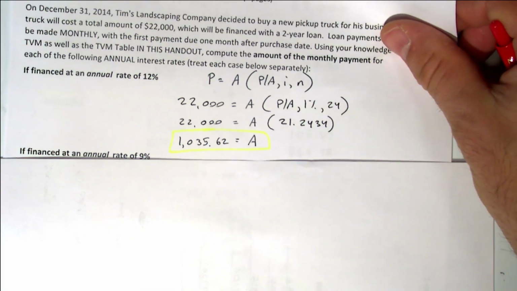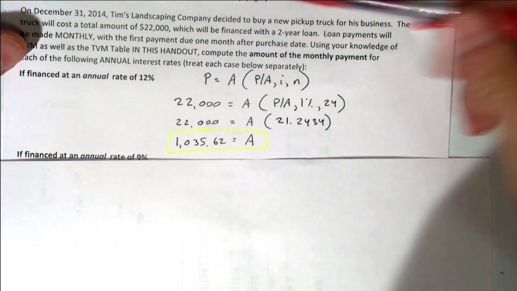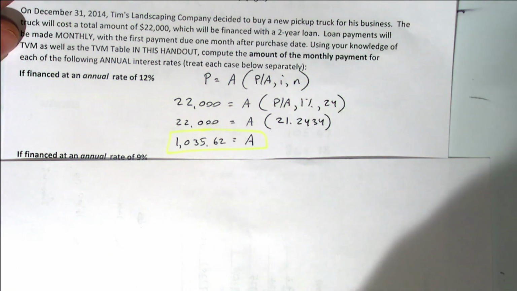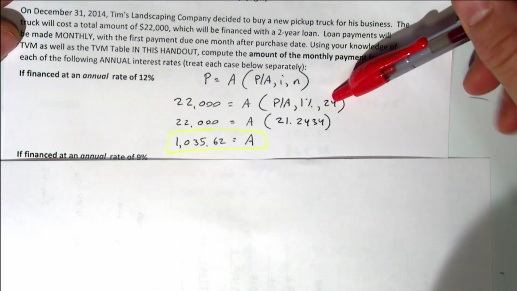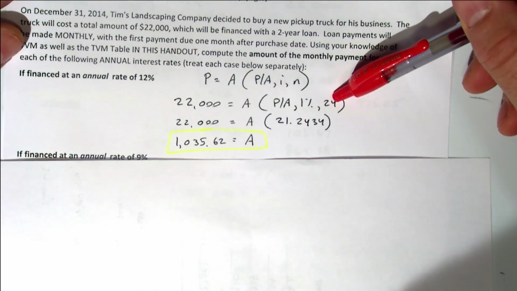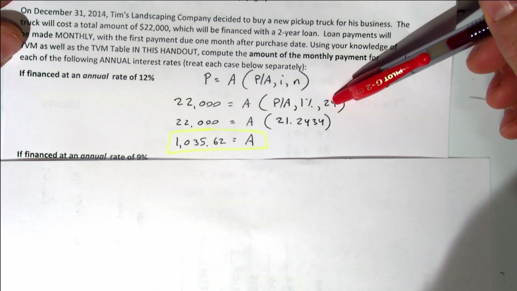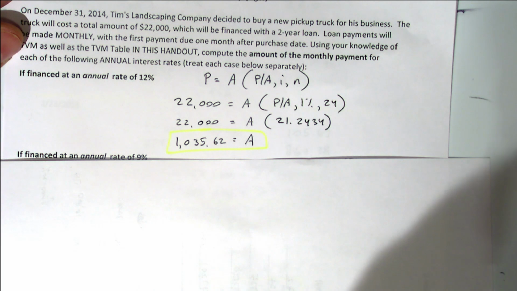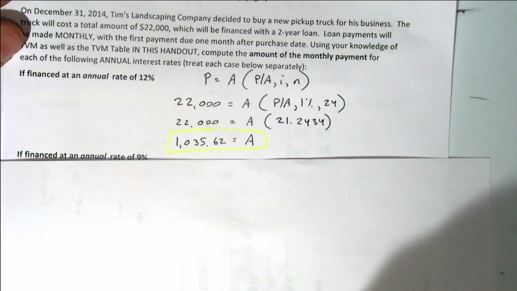So in each one you had to do a P of A problem, right? Now, if it's an annual rate of 12%, what is the monthly interest rate? 1%, because it's being paid off over 24 months, right? So we go to the P of A table, 1%, 24, and this is the value that we find. Is that a reasonable number for a loan payment?